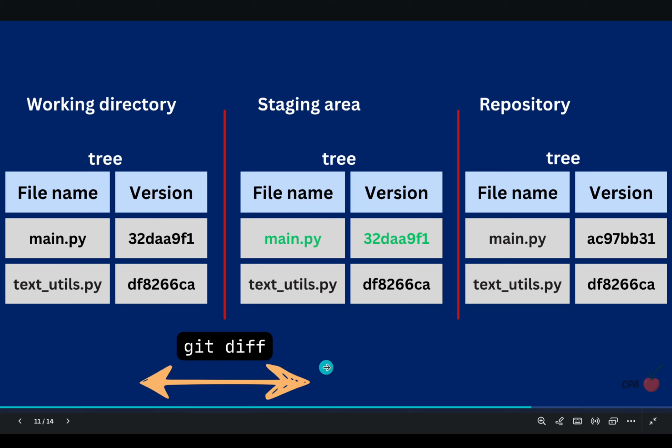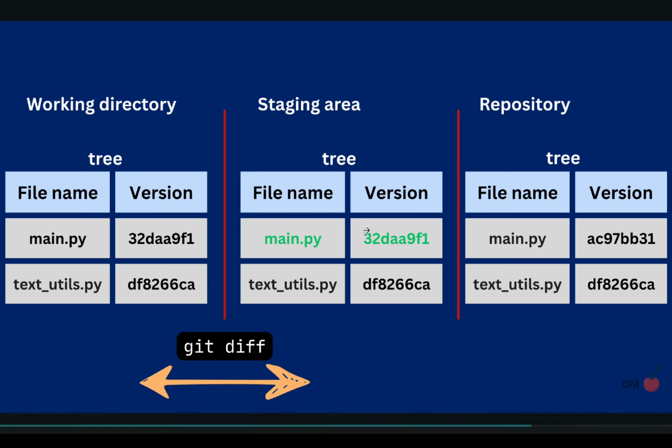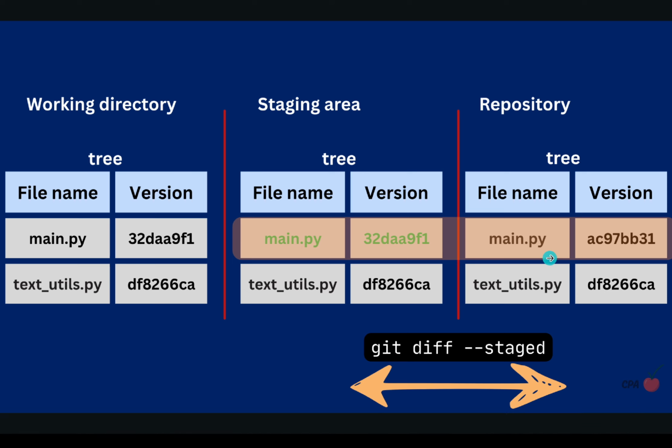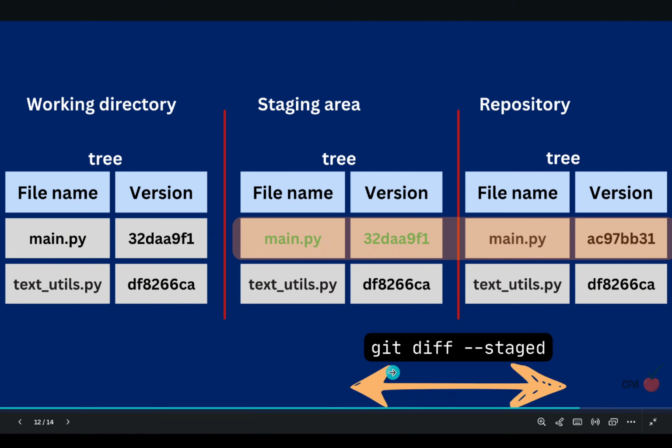Now, if we want to see the difference between the staging area, which is what will be committed, and the last commit, we can use git diff --staged, and this will show the difference between the staging area and the last commit of our repository. In this case, it's the main file, as we know that we have only changed the main file. There are other variations of the git diff command, which we will cover now.